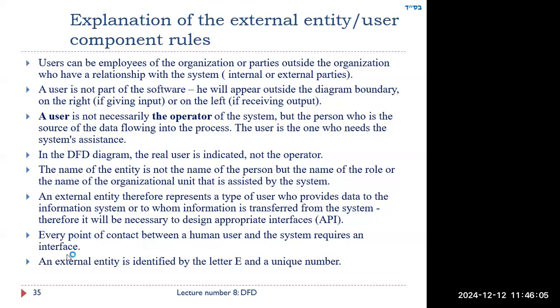There'll always be an interface. I think what he means is that there won't be a person on the left or right of the diagram that has no arrow. There'll always be some arrow. An external entity is identified with the letter E and a unique number.